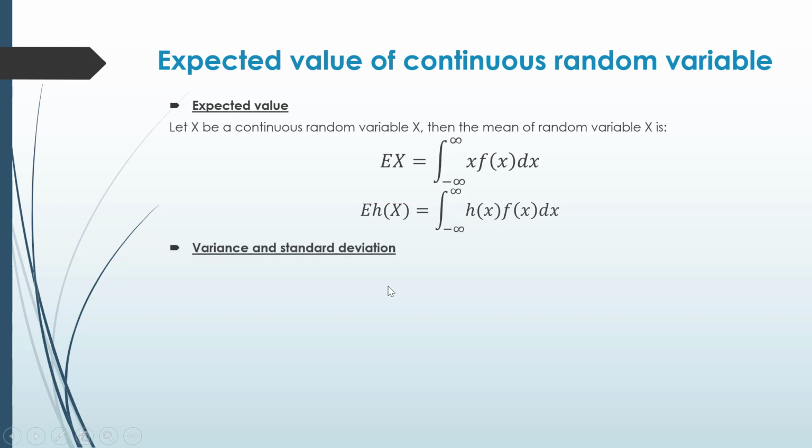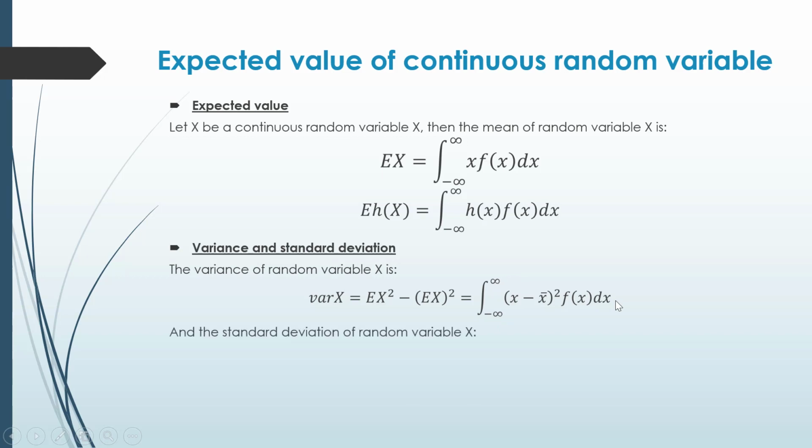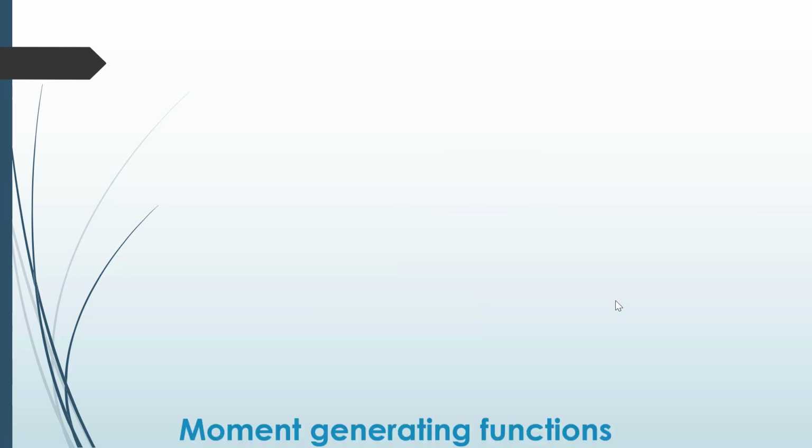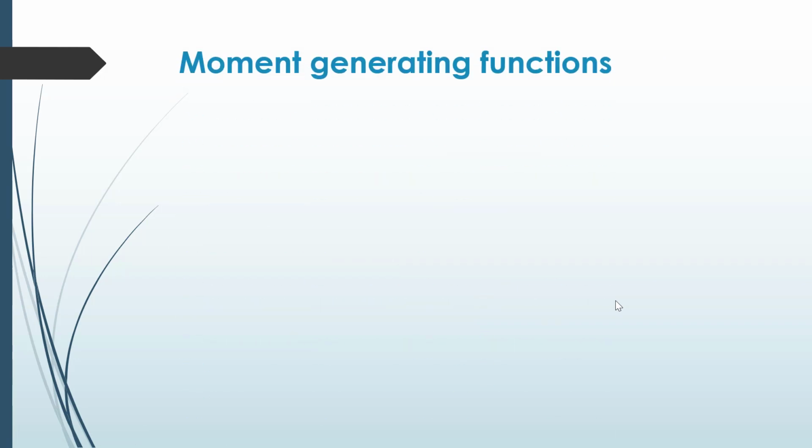Variance and standard deviation, everything will be the same, we're just going to use integral. So variance of x is E of x squared minus E of x whole squared, and this is equal to the integral from negative infinity to infinity of x minus x bar whole squared f of x dx. And the standard deviation is the square root of variance. So that was about expected value of random variables.